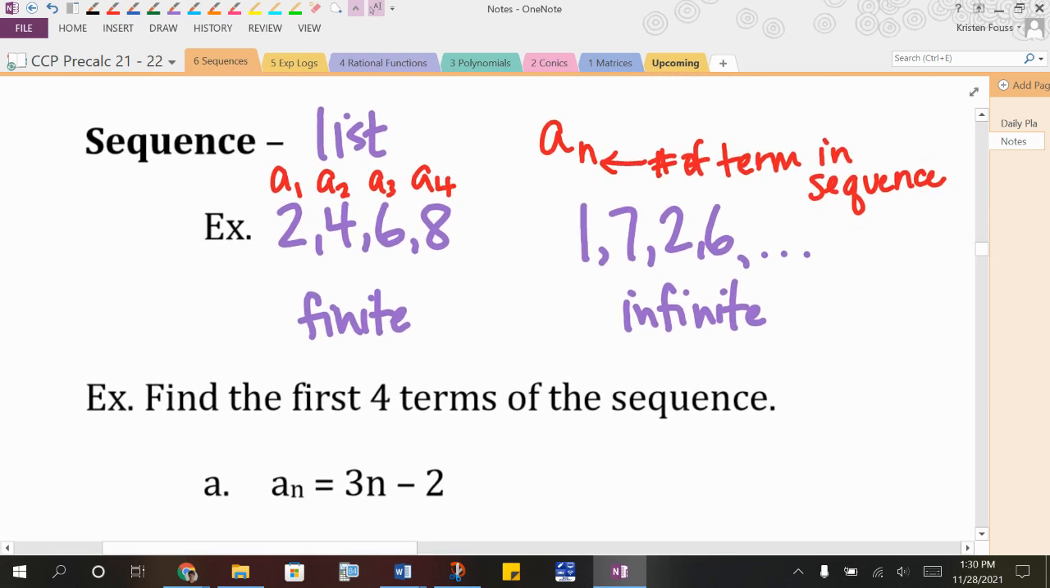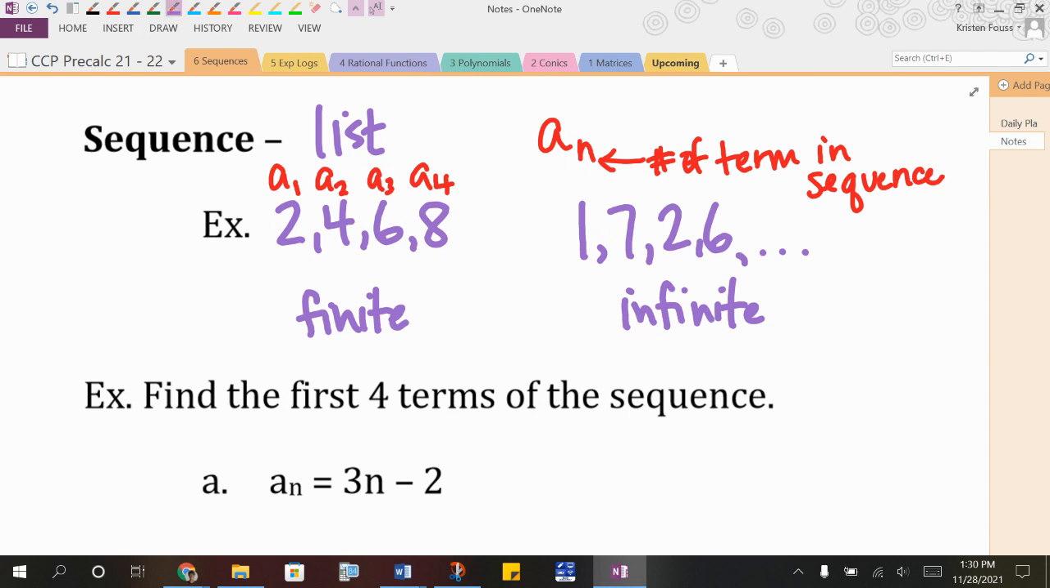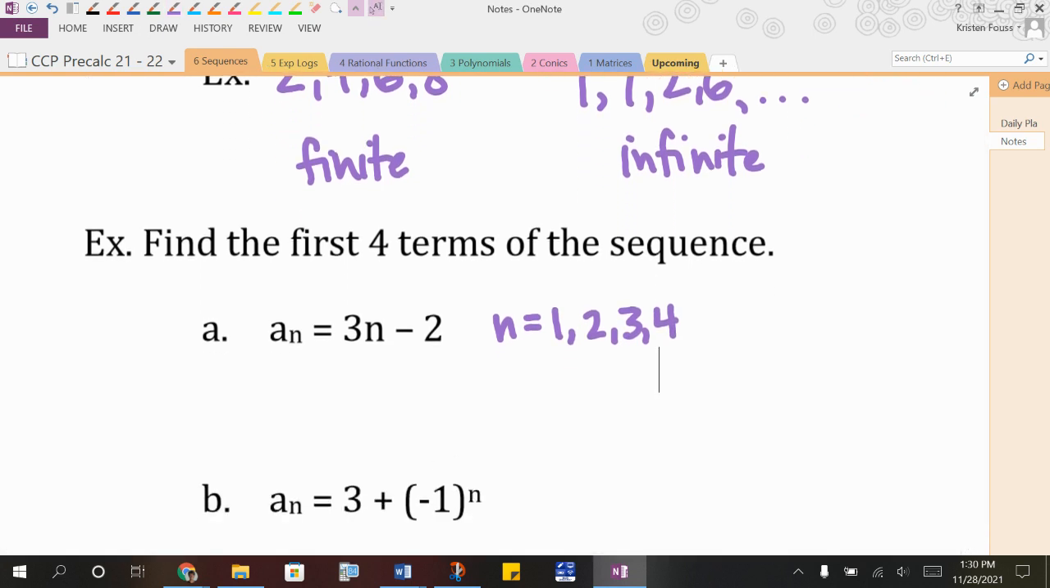So if I ask you to find the first 4 terms of a sequence that's been defined as A sub N equals 3N minus 2, that again just means we're going to be using the numbers N equals 1, 2, 3, 4. Those would represent the first terms in my sequence. So if we plug in 1 to our sequence, that would tell me that A1 is 3 times 1 minus 2, which is 1. So my first term is 1.